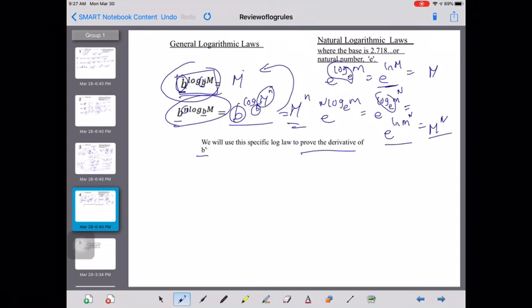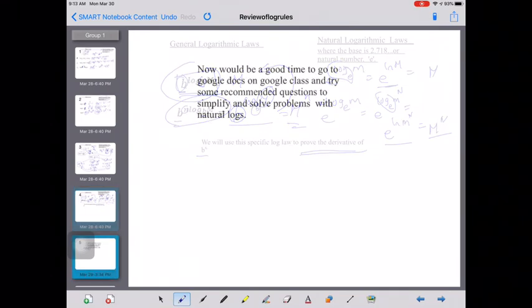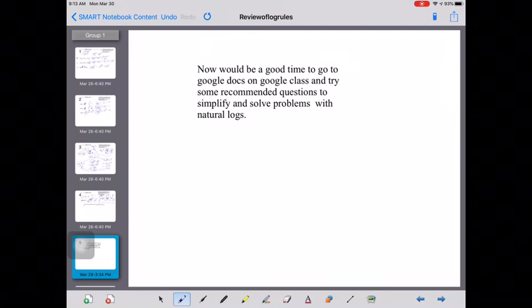The reason why we're going over this specific rule is we were going to use this specific log law using base e to prove the derivative of b to the x, another proof for the derivative without using first principles. So now would be a good time to actually go to Google Docs on Google Classroom, and I posted some questions for you to try in terms of how it's related to natural logs and all those log rules before we actually do the proof for the derivative of an exponential function.